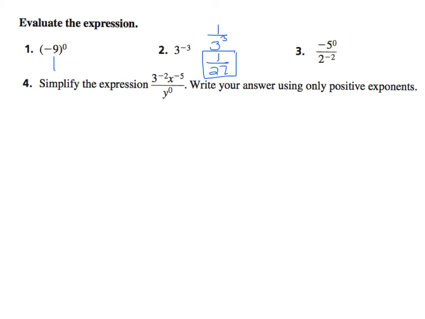In number 3, ooh, this is a good one. Number 3, you are only taking the 5 to the 0 power. So you're actually going to get negative 1 on top. And then on bottom, you get 2 to the negative 2. But then that has to go to the top because it has a negative exponent. So this would become negative 1 times 2 squared, which would end up giving us negative 4.